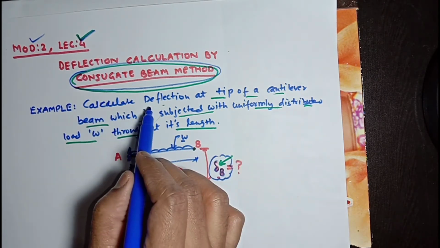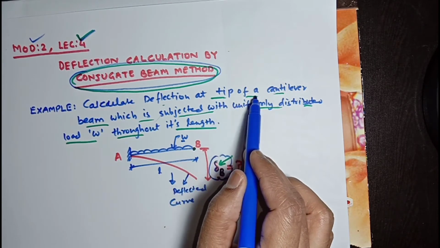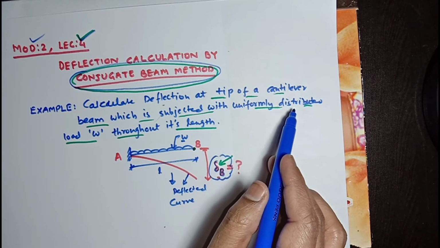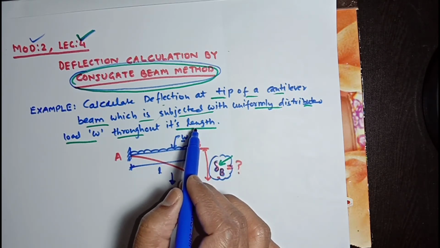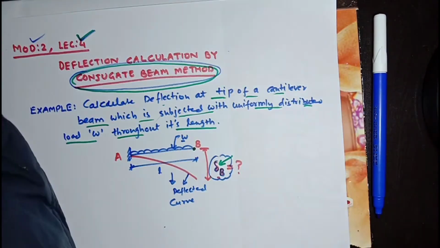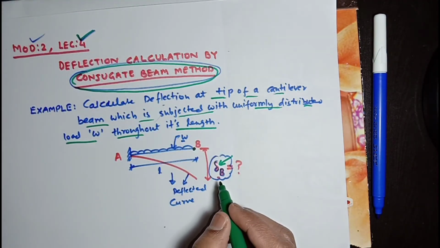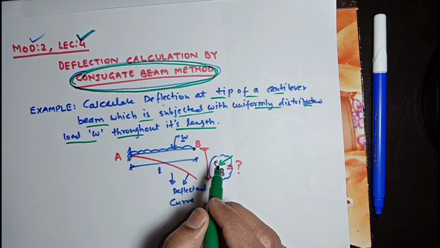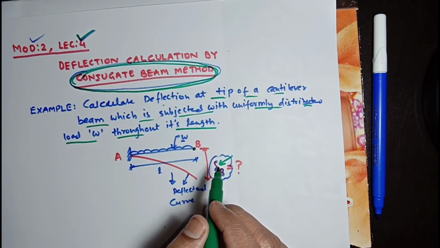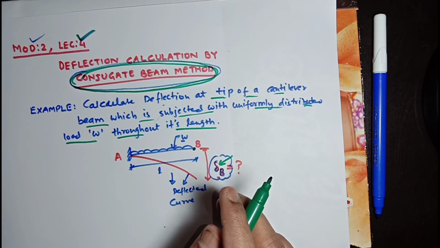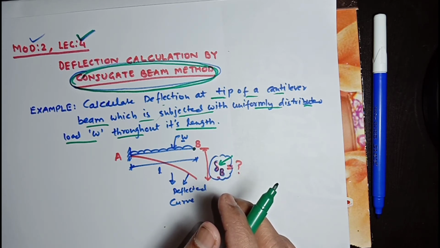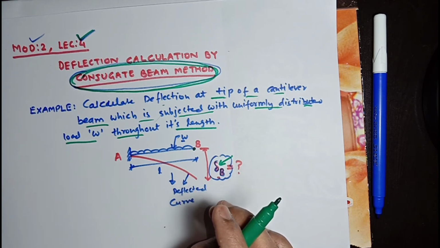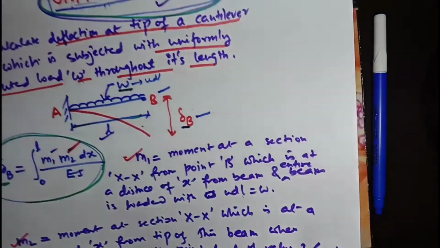Now the problem statement is to calculate the deflection at the tip of a cantilever beam. This is the tip of the cantilever beam, which is subjected to a uniformly distributed load W throughout its length. In this problem we are going to find the deflection delta B using the conjugate beam method. This is lecture 4, and in my previous lecture 2 I solved the same example using the unit load method, for which I want to show you some preview.